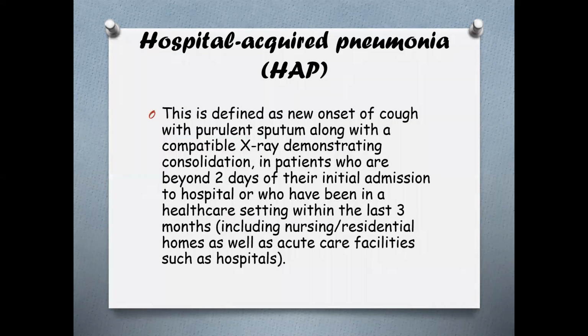So hospital-acquired pneumonia, this is defined as new onset of cough with purulent sputum along with a compatible X-ray demonstrating consolidation in patients who are beyond 2 days of their initial admission to hospital or who have been in a healthcare setting within the last 3 months. Healthcare settings include nursing or residential homes as well as acute care facilities such as hospitals. So please take note, in patients who are beyond 2 days of the initial admission, okay?